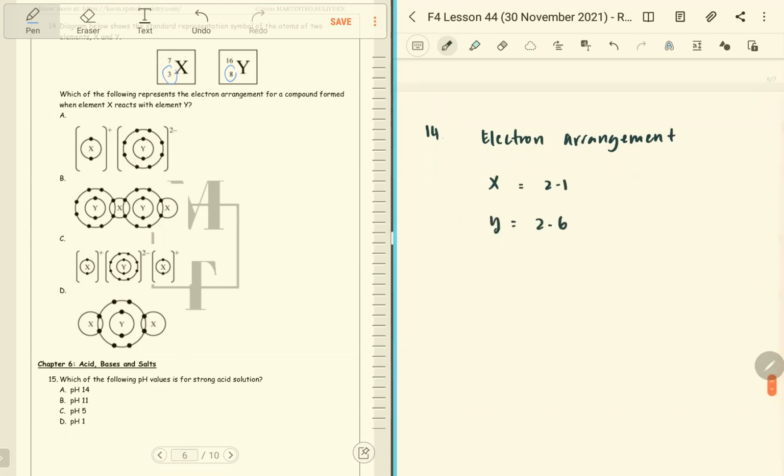And you can see that this one will form an ionic bond, because X is in group 1 and Y is in group 16. Metal plus non-metal, you get an ionic compound.